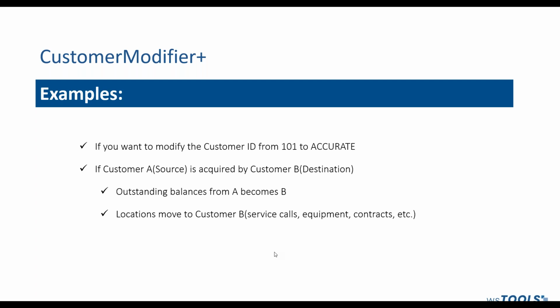The other thing you can do with this tool is do some combining or moving. So here in this example is, let's say customer A is acquired by customer B. So customer A is getting absorbed, right, into customer B. Well, if you do a combiner here for customer with our tool, Customer Modifier Plus, what it will do is take those outstanding balances that were on customer A, and they'll become part of customer B's balance then.